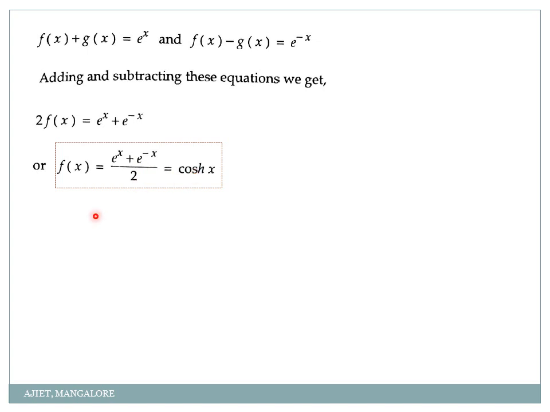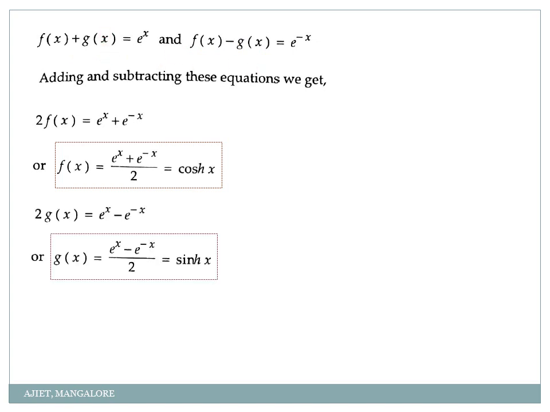Clear? Okay. Now I'll subtract equation 1 and 2. When I subtract, what will happen? I should change the sign of one term. So plus f of x will become minus f of x, minus g of x will become plus g of x. So f of x will get cancelled. What I will get is 2g of x is equal to e power x minus e power minus x. So g of x is equal to (e power x minus e power minus x) divided by 2, or that is simply sine hyperbolic x.